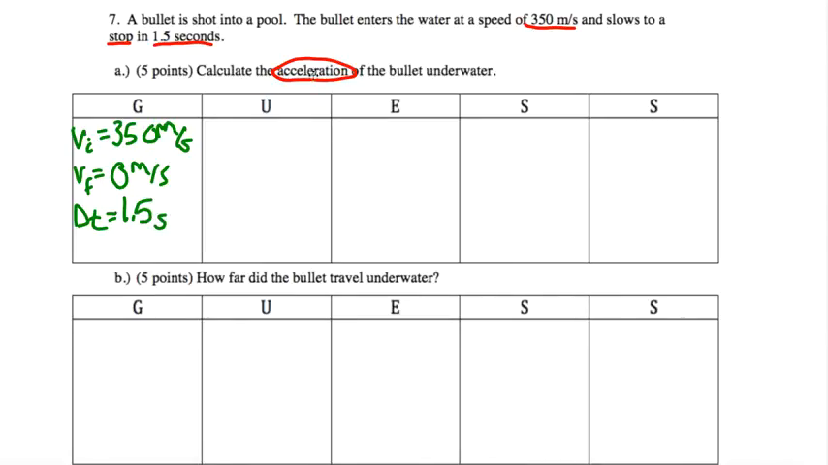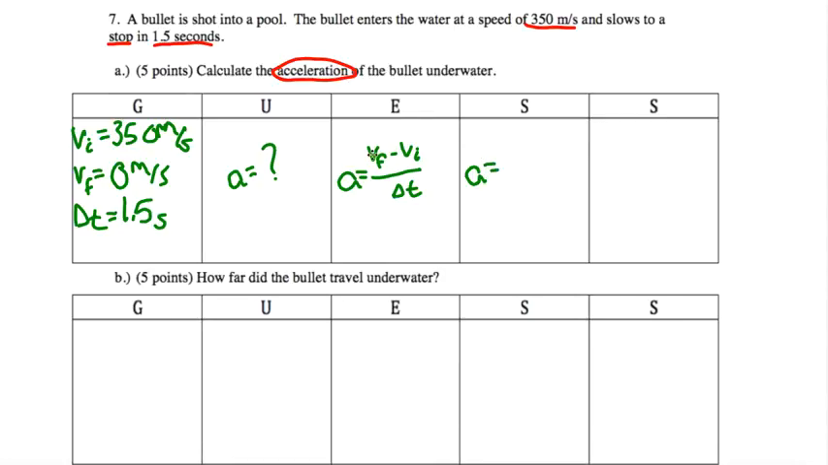Alright, our unknown, what they ask us to find, is acceleration. Acceleration equals question mark. Now the equation on the board that you should use that will help you most for this problem for acceleration is velocity final minus velocity initial divided by time. We know what all three of these things are. Velocity final, velocity initial, and time are all in our givens. So we just have to plug those in.